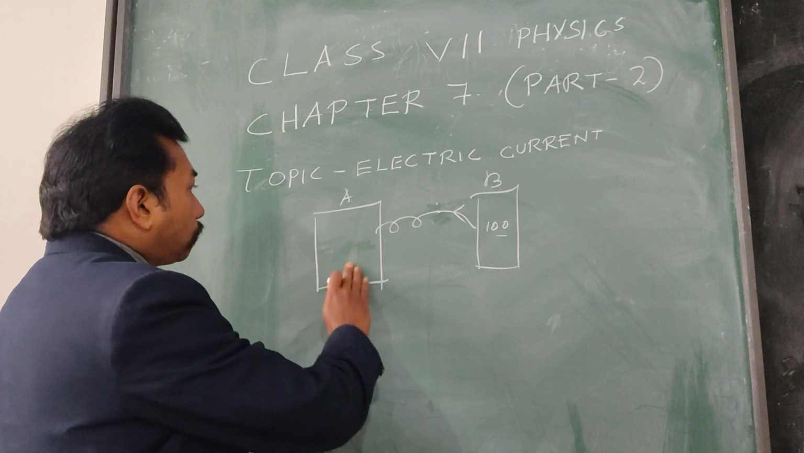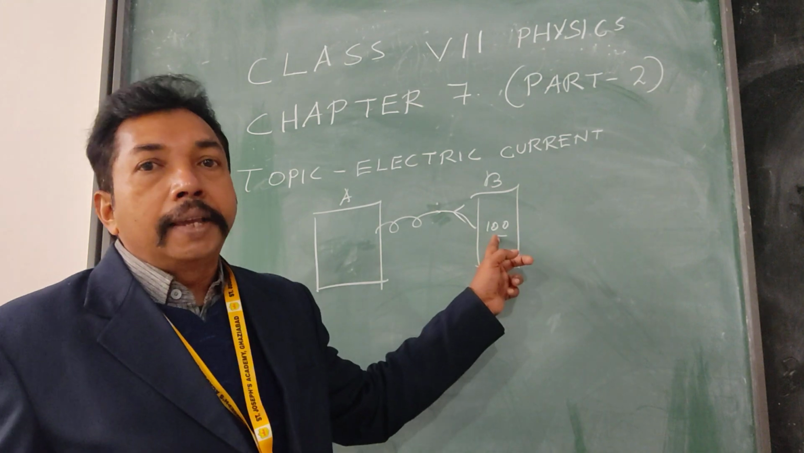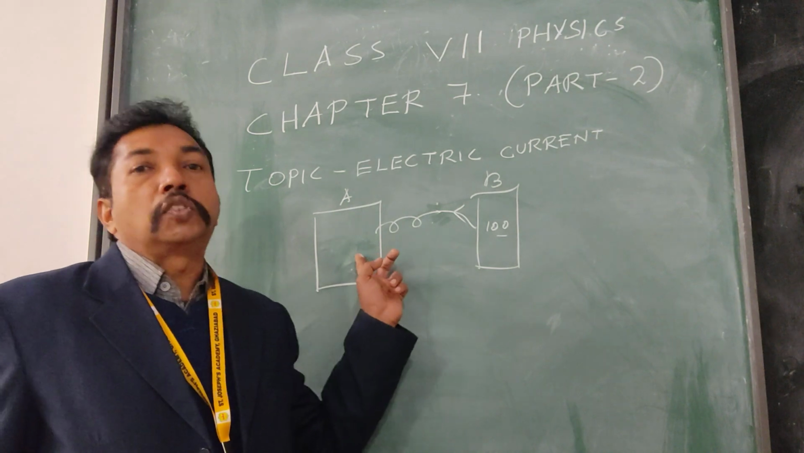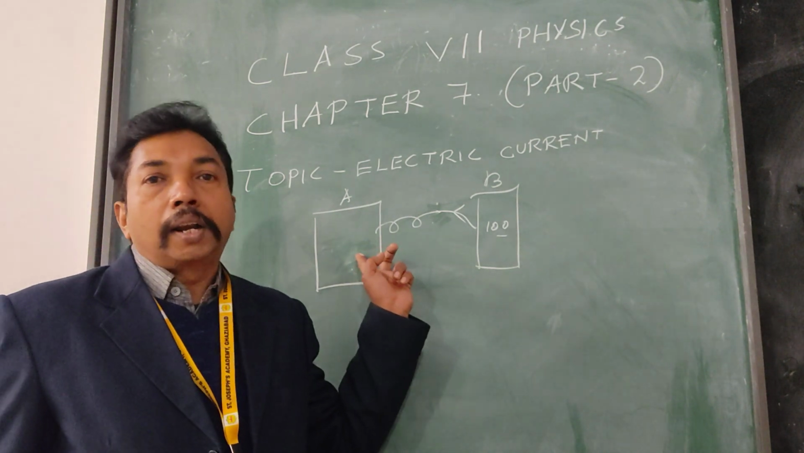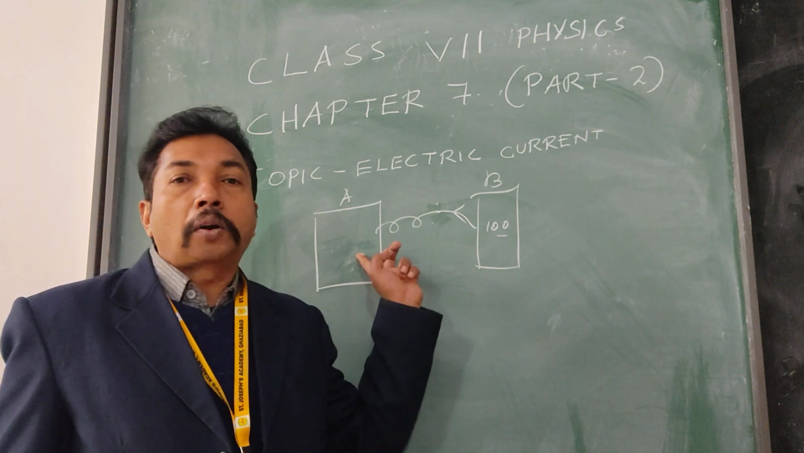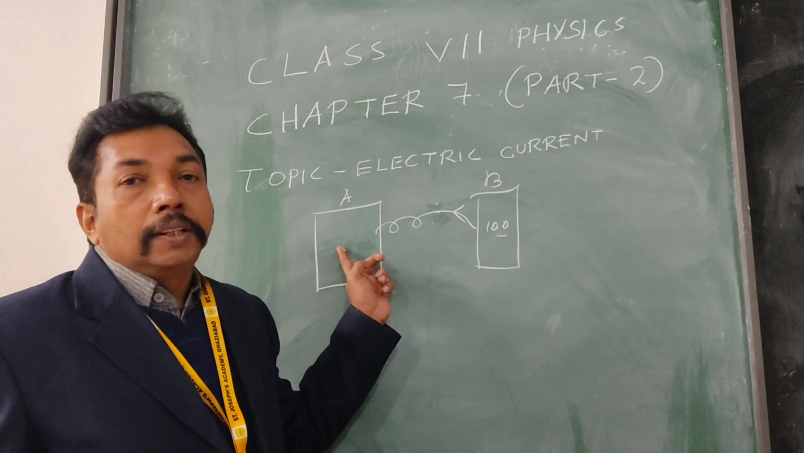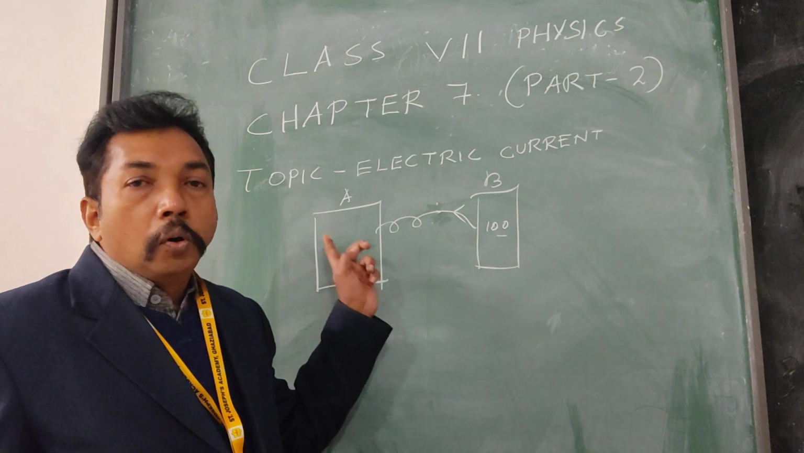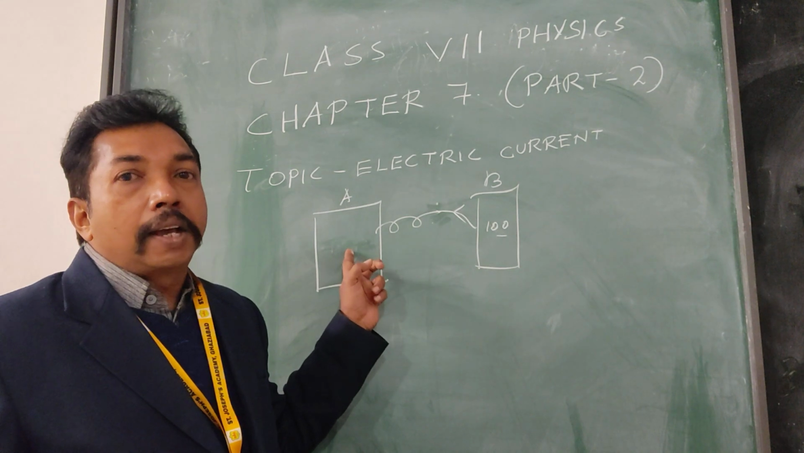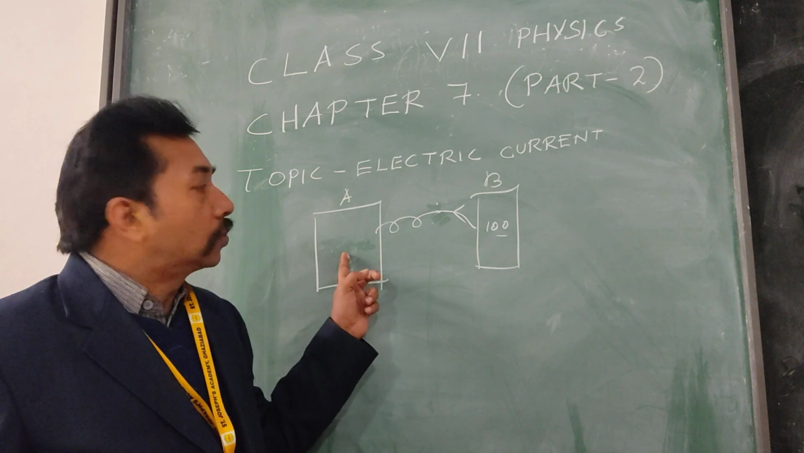And now we see a neutral body and a negatively charged body. The body A is neutral. It means that this body has equal number of electrons and protons. Suppose that body A has 8,000 electrons, then the body A has 8,000 protons. So since the body A has equal number of electrons and protons, this body A is neutral.